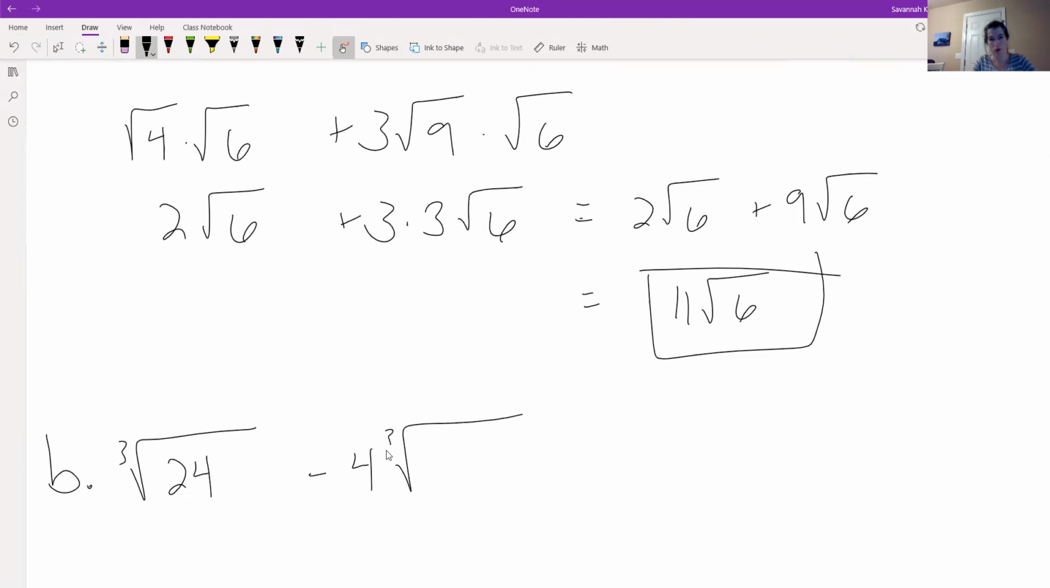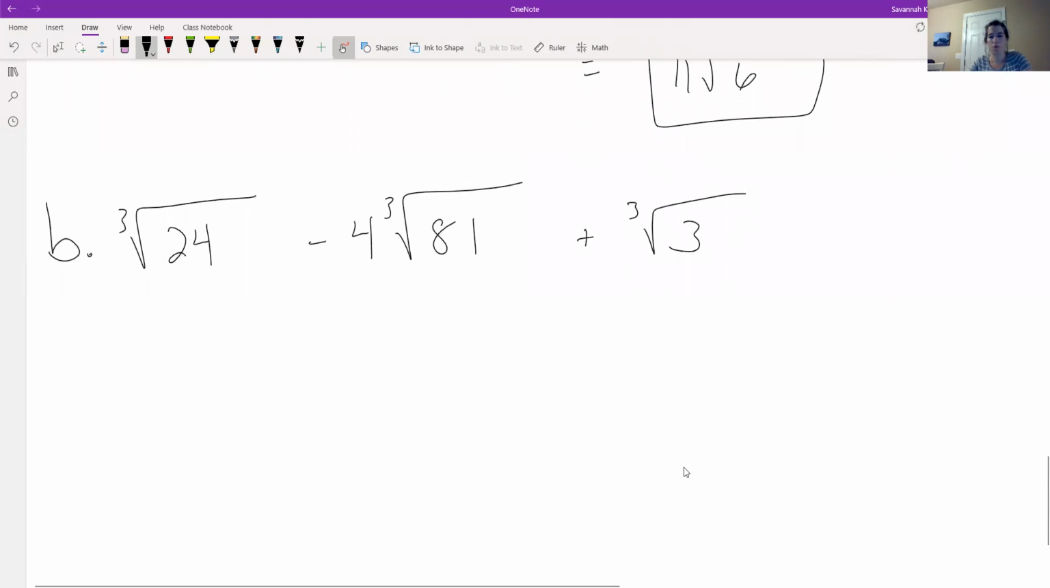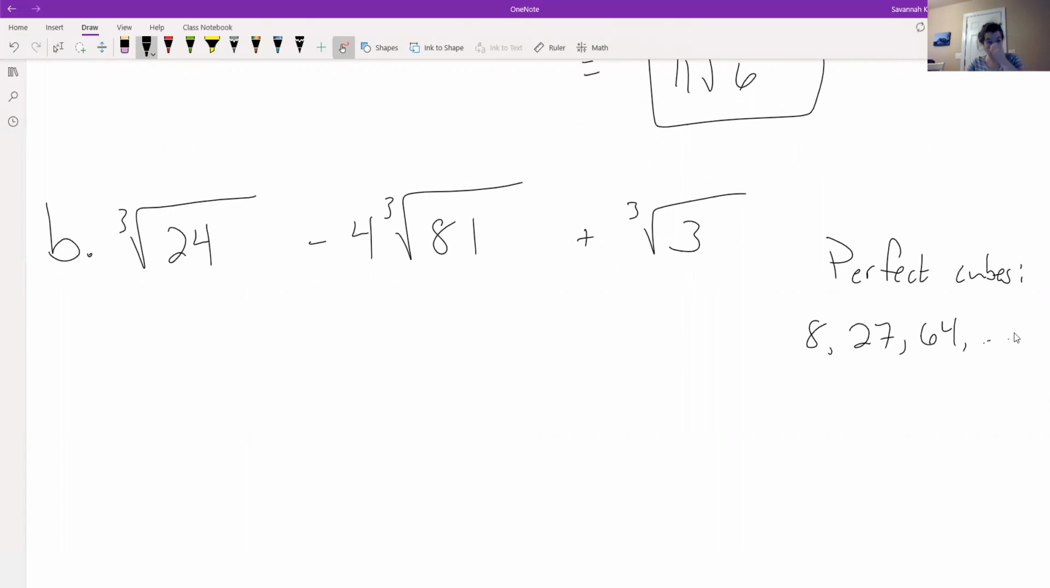So cube roots all over the place here. All right, so my handy list of perfect cubes. Okay, 2 cubed is 8, 3 cubed is 27, 4 cubed is 64, and so on. So I can see right away 24 is 8 times 3. You can just break it apart right away when you recognize that 8 and that 3.